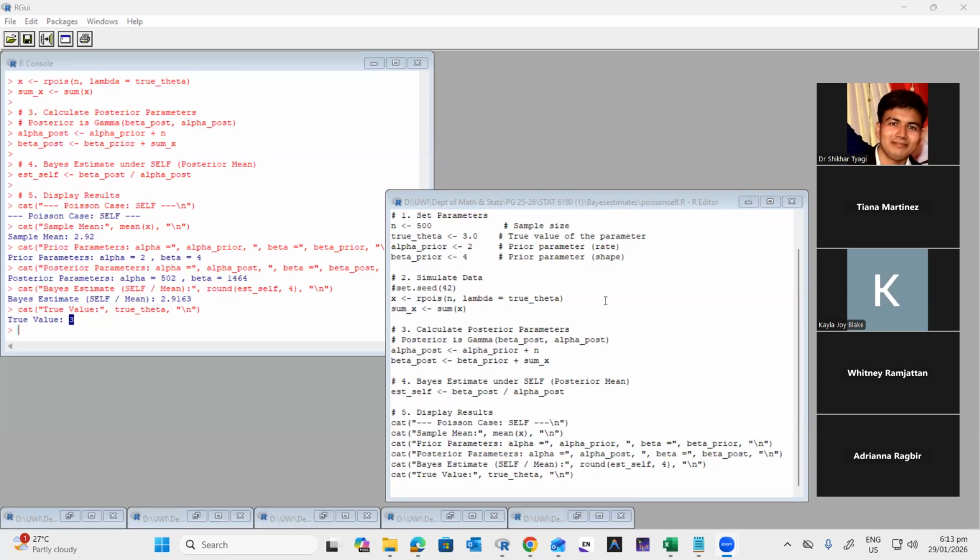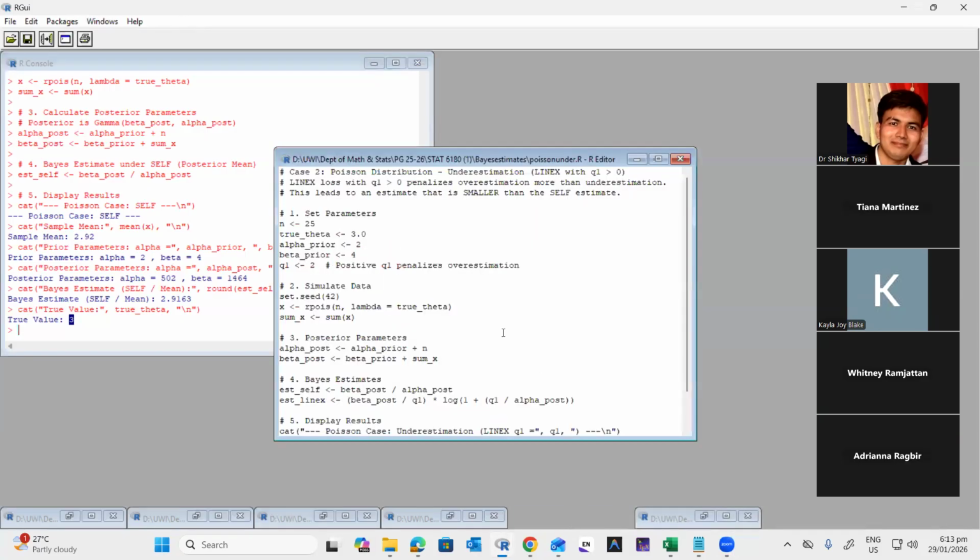Okay, this was the simulation study case for the Poisson distribution, when X follows the Poisson distribution with a gamma prior under the SELF. Now we check the Poisson when the underestimation is more serious. So we are going to take the LINEX loss function here. Whenever in the LINEX you take the value of q1 greater than 0, at that time we penalize the overestimation more than the underestimation.